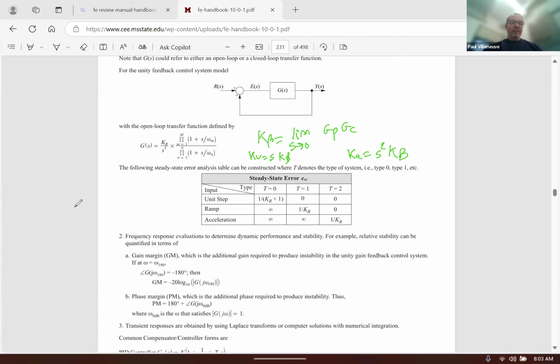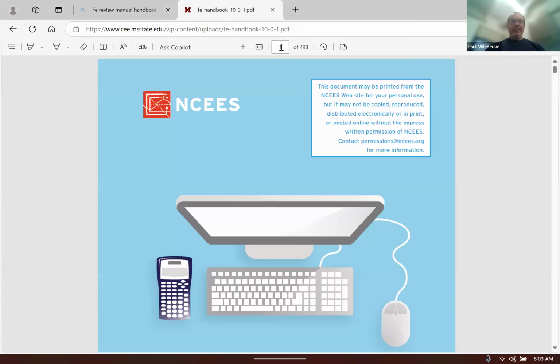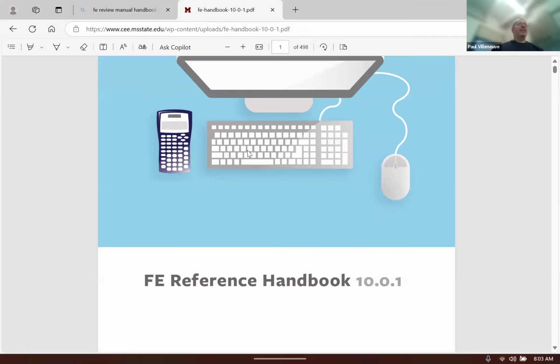Let's go to page 1. I don't know if this is the latest and greatest, but this is version 10.0.1. So if you're looking for where that table is, you can find it in the instrumentation section, on page 231 specifically for 10.0.1.